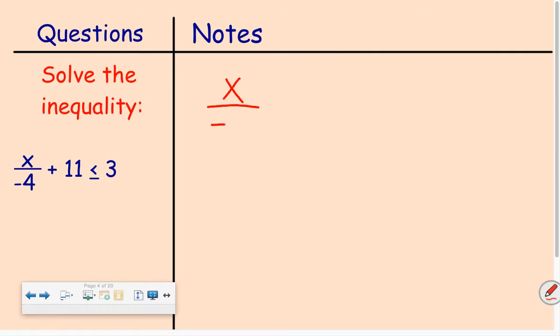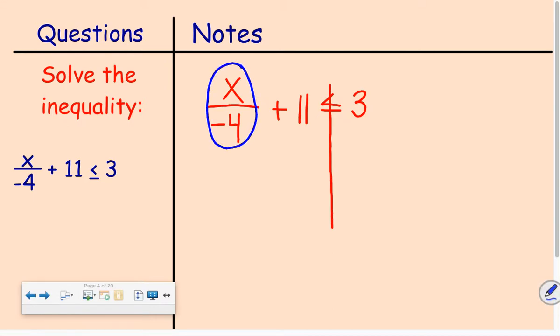x over negative 4 plus 11 is less than or equal to 3. So here's our variable, so let's get rid of the 11 first. So subtract 11 on both sides. Bring down the x over negative 4. 3 minus 11 is negative 8.